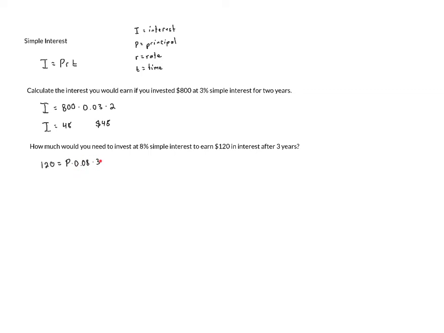We can multiply 0.08 times 3, and that gives us 0.24. So this becomes 120 equals 0.24P. And to get P alone, we can divide both sides by 0.24. And when we do that, we end up with 500 equals P. So the amount of money we would have to invest to earn the given amount of interest is $500.